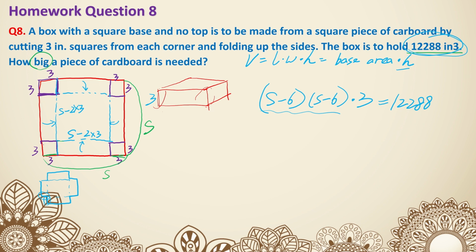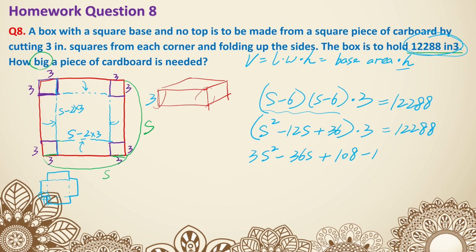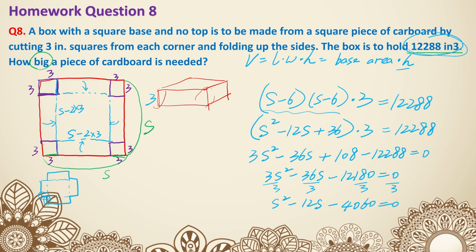So let's start solving this. S minus 6 times S minus 6, if you open the parentheses, do your distribution, that's going to be S squared minus 12S plus 36. And the whole thing is being multiplied by a 3, and that equals 12,288. Let's open the parentheses. 3S squared minus 36S plus 108. So we're going to subtract that number from 12,288 equals 0. 3S squared minus 36S, then minus 12,180 equals 0. Everything could be divided by a 3. So S squared minus 12S minus 4060 equals 0.